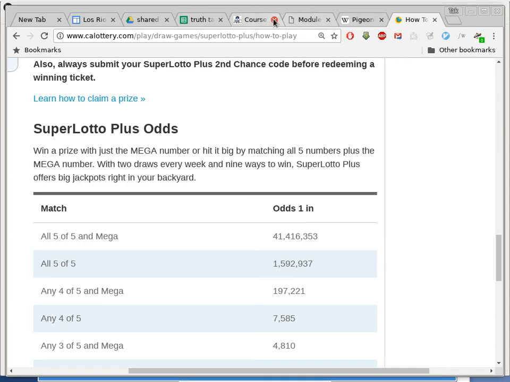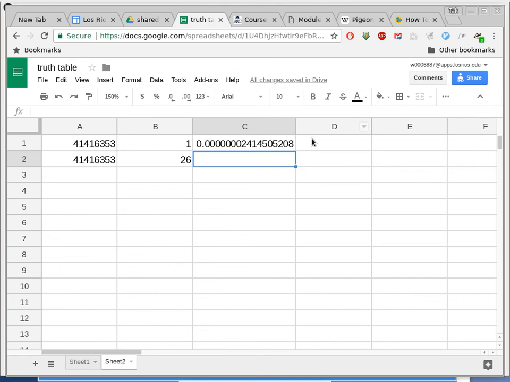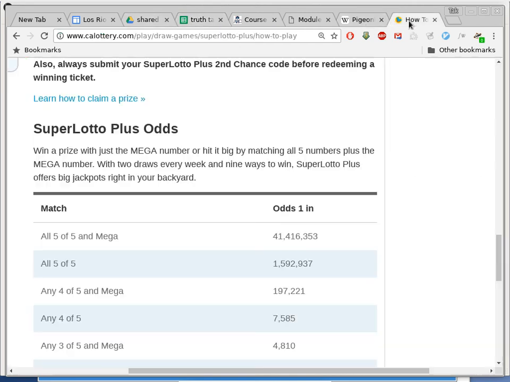So we go back to our spreadsheet. This is basically the 1 in chance. The 1 in chance is basically this number divided by this number, and we should get, no, it's the correct one. So are we getting the same chances? Yep, 1 in 1,500,000 something. Okay, so we got that back.